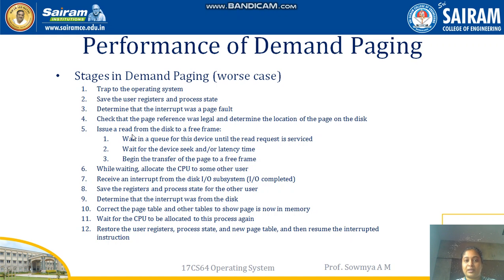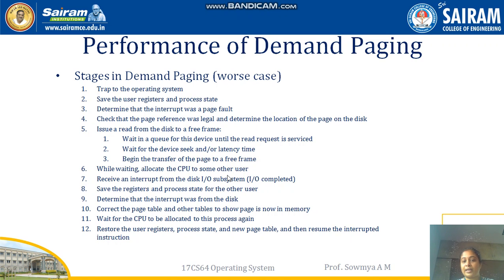So issue a read from the disk to a free frame. What happens? Wait in a queue for the device until the read request is served. Wait for the disk seek or latency time. Begin the transfer of a page to the free frame. So you have to wait in the device queue for the read request, then the device has to seek and give you the free frame available. Until the free frame is available, you have to wait for the device management.